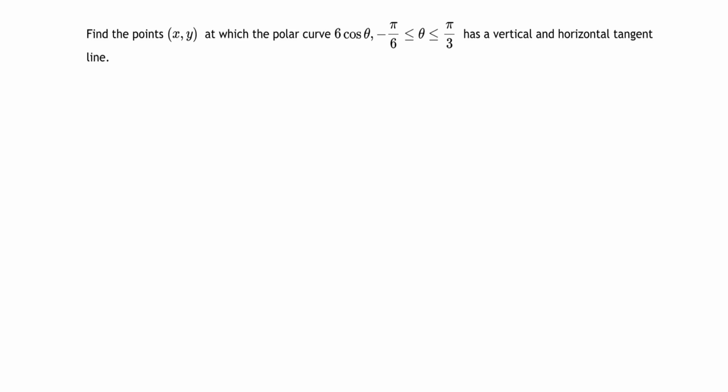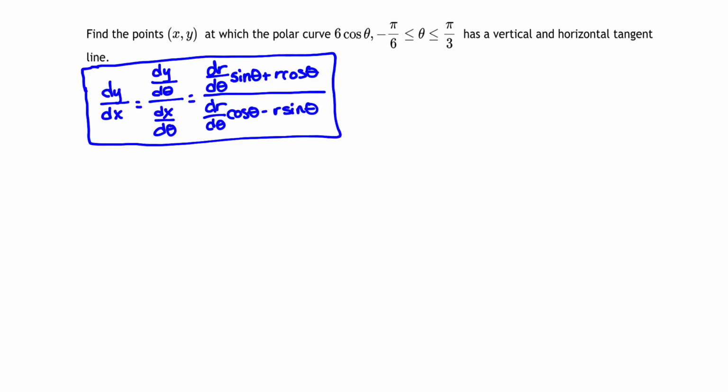And we might recall that dy/dx is the same as dy/d theta divided by dx/d theta. That's equivalent to (dr/d theta sine theta plus r cos theta) divided by (dr/d theta cos theta minus r sine theta). If you've forgotten how to prove that or where it comes from, just feel free to email me and I'll be happy to show you. But knowing that we have our formula for dy/dx, this is what's going to help us get our vertical and horizontal tangent lines.